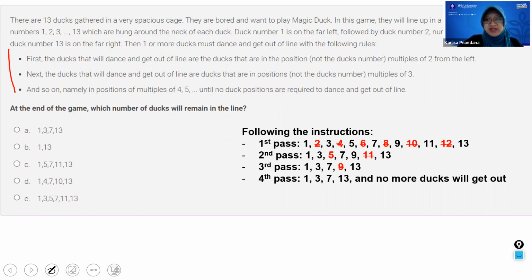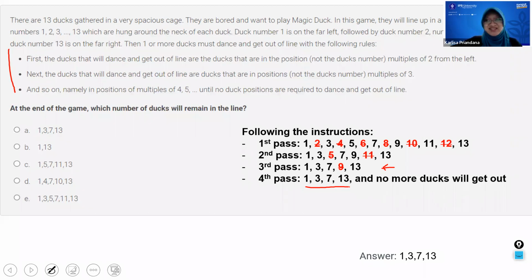Okay, in the third pass, again, you need to write the remaining ducks, and then the duck in the position of multiples of 4 should get out of line, which is duck number 9. And then the leftover ducks will be duck number 1, 3, 7, and 13. And then you need to search for the duck in position 5 that needs to go out of the line. But since we don't have any duck in that position, no more ducks will get out of the line. So at the end of the game, we will have duck number 1, 3, 7, and 13.